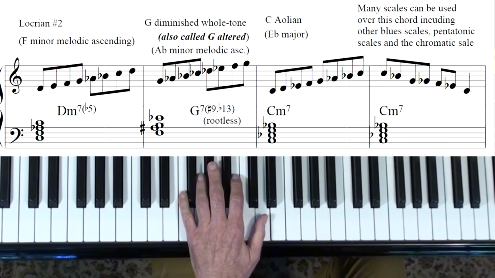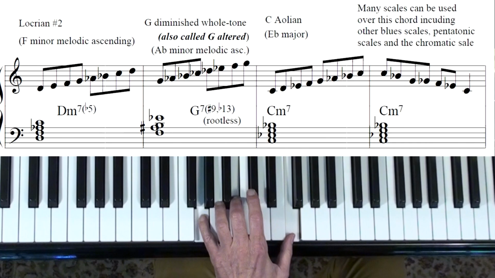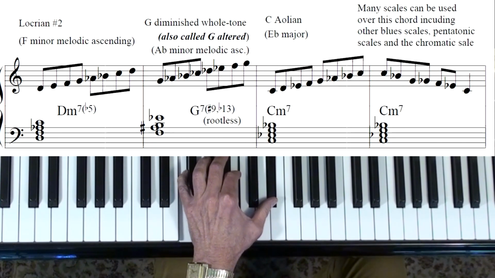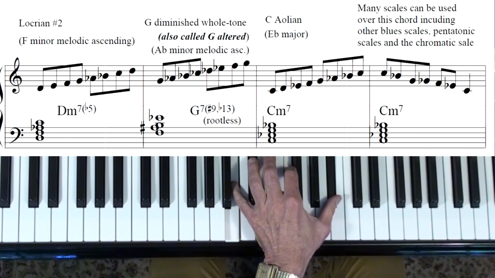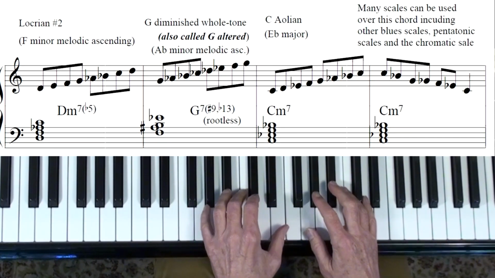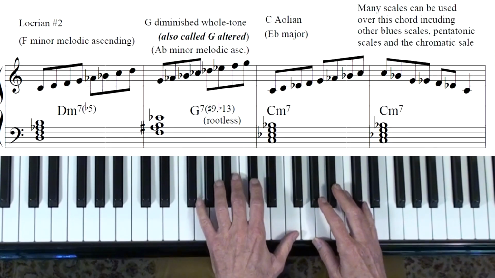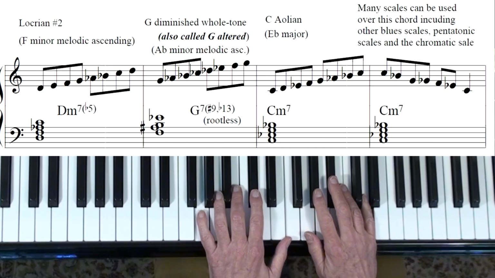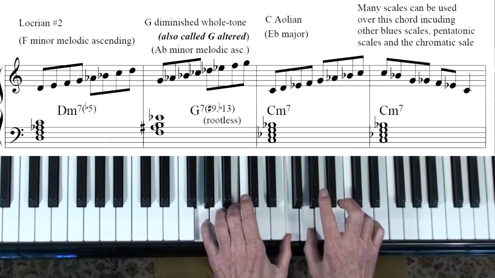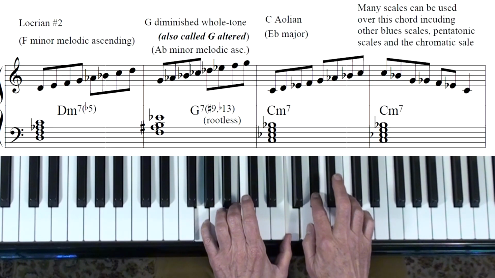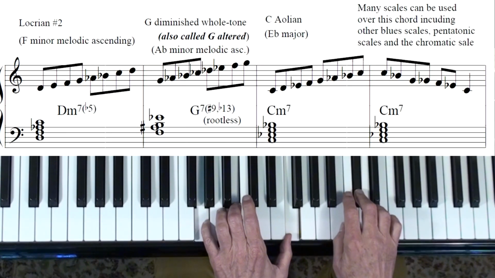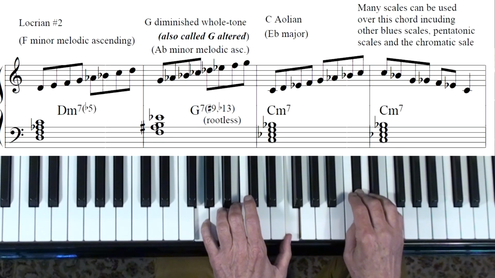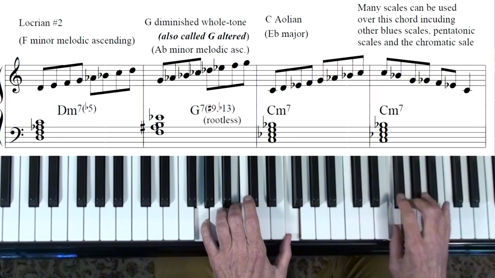So for G7, there's lots of rootless voicings like this, or this, or this, and they'll all take that same scale. Now, when I learned it, I didn't learn it as A flat minor melodic ascending. I learned it as the altered scale, where you go a half step, a whole step, a half step, a whole step. It's starting to sound like the diminished scale, isn't it? But then we've got just whole steps up there.